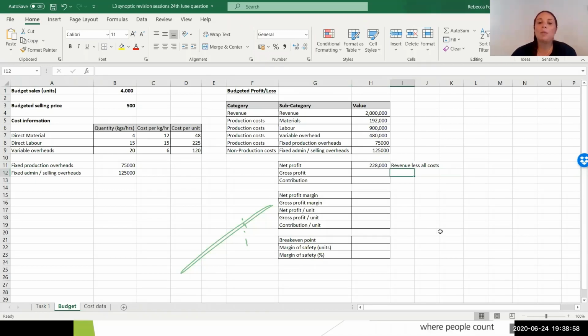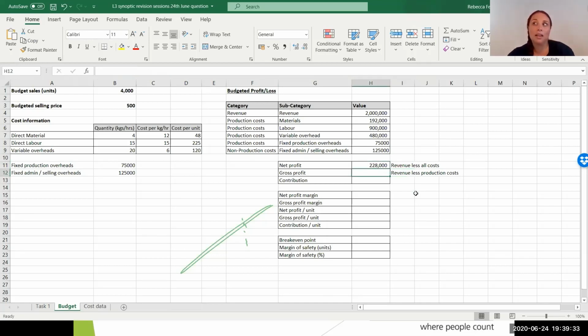What's different between net profit and gross profit? So gross profit is still revenue, but instead of taking away all costs, what am I going to take away instead? Production, perfect. Lenka, variables for the next one. So for revenue, I'm going to take away all production costs. So I'm not going to have these admin and selling overheads in there. It's going to be everything else. So revenue less production costs only gives you your gross profit.